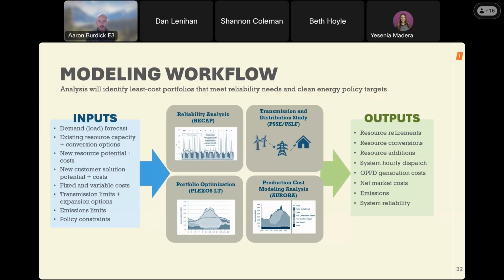Coming out of the portfolio optimization are a set of portfolios. Those will be further studied in production cost analysis, looking at more detailed grid operations, as well as transmission and distribution studies that look at the grid upgrade requirements on the T&D systems. The core outputs from this process will be the candidate portfolios that were mentioned earlier. So these will include the resource retirements, what resources are added, the costs and emissions of each portfolio, and those can be compared across the candidate portfolios to consider least regrets actions in the near term.